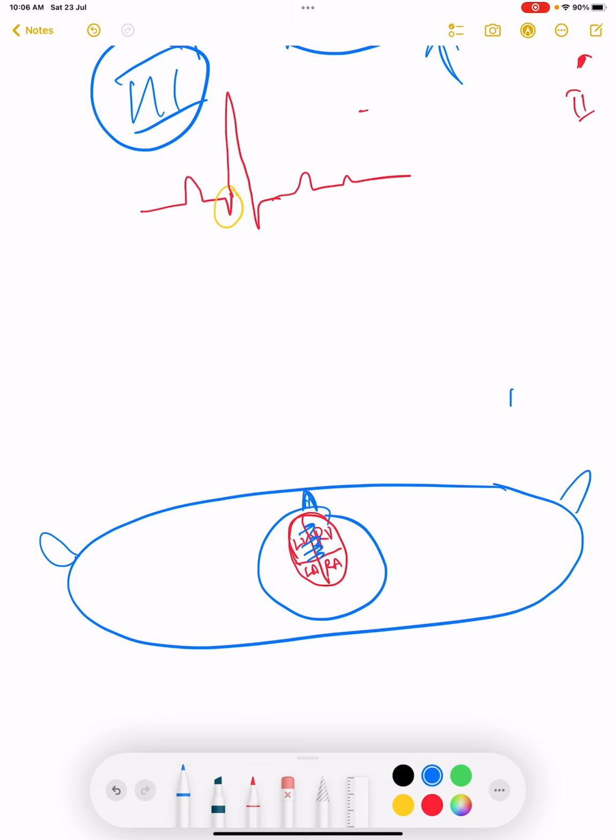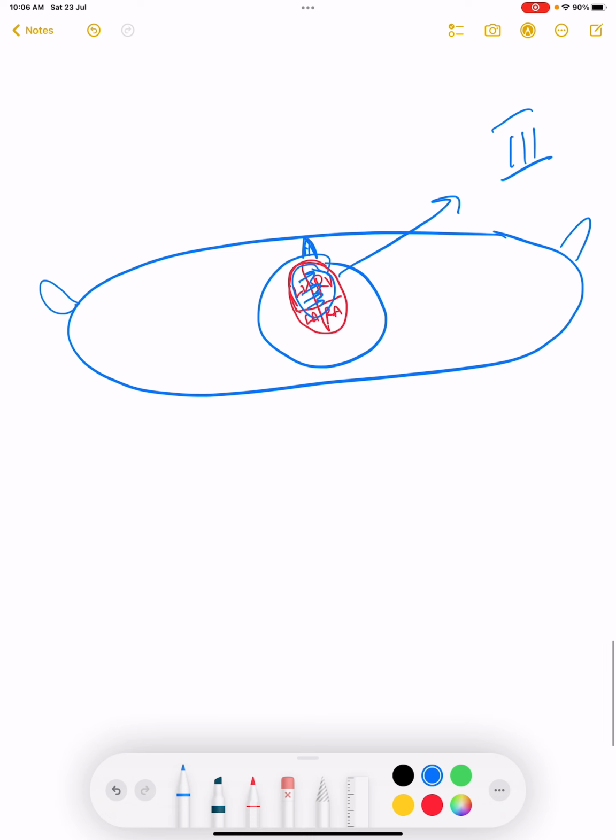Okay, so our lead 3 is here. So what does it mean? It will be more in line with lead 3. It is directly going to lead 3. So that is why during inspiration the Q waves in lead 3 usually disappear.